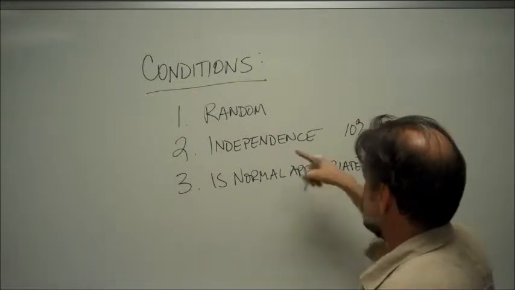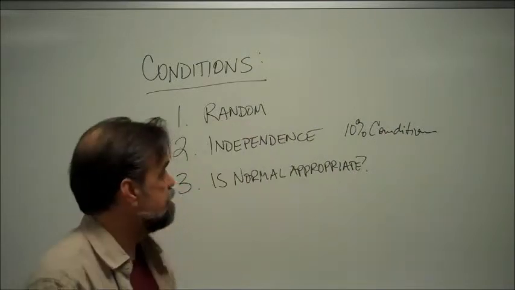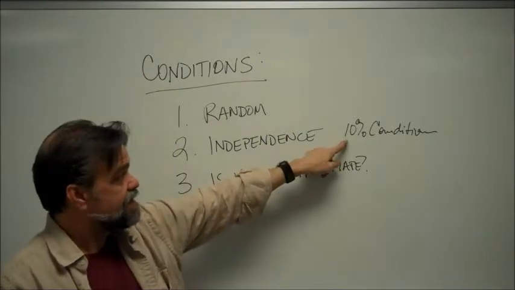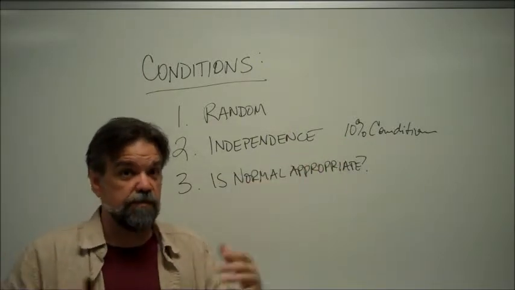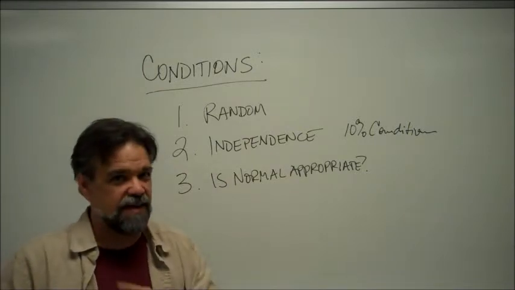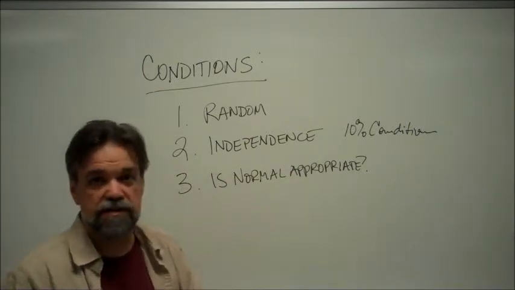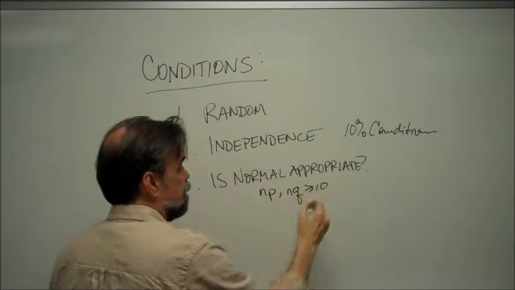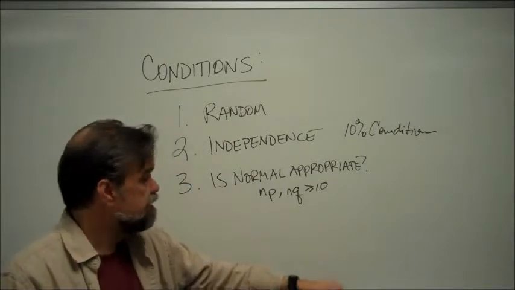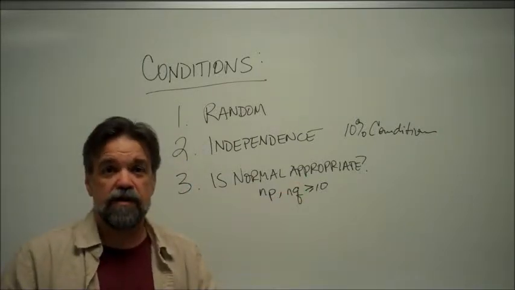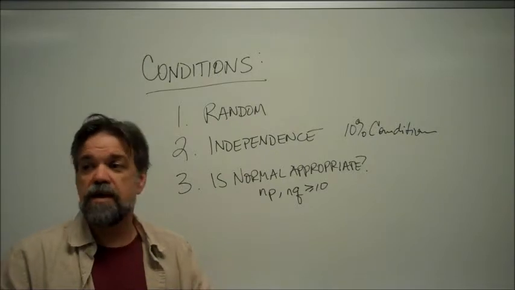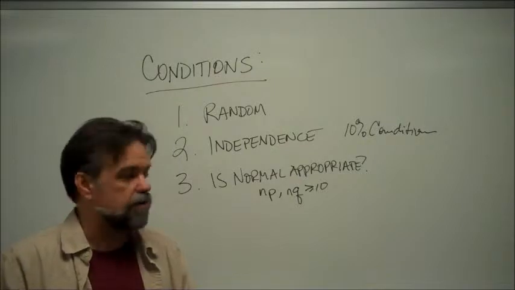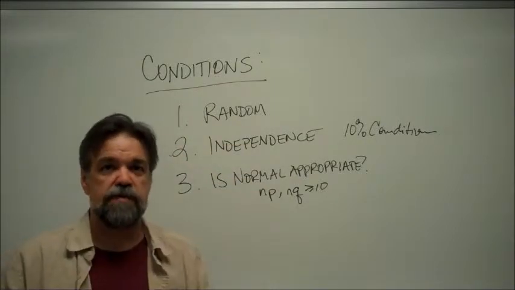Okay? Our 10% condition tells us independence. And then finally, is the normal model appropriate? Well, this says that our sample size can't be too big. This says our sample size also can't be too small. This is the condition that says np and nq better both be at least 10, because if they're not, then the normal model is not a good estimator of the binomial model. And so when we divide that by n, we also don't have a good normal model. So each of these conditions must be met.